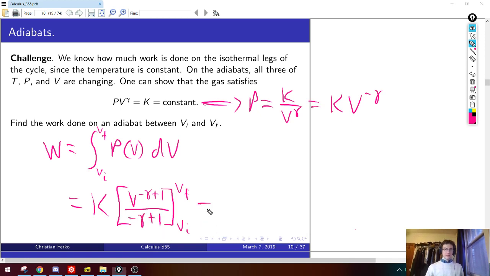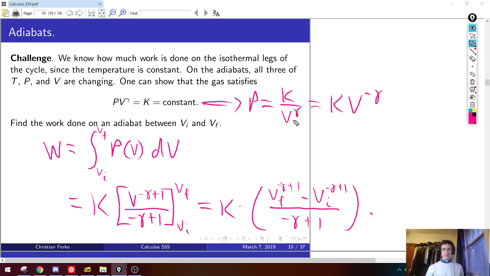Perfect. Yeah, so you can evaluate this if you want. It's the final volume to the minus gamma plus 1 minus the initial volume to the minus gamma plus 1, all over minus gamma plus 1. So it's good that gamma is not equal to 1 because then you get a log or something, but again for ideal gases it's like 7/5 or something. If it was 1, we could just see that it was k log V. Yeah, true. Then it would be basically the same answer as the isotherms, because they had logs.